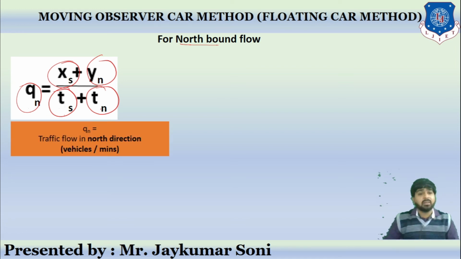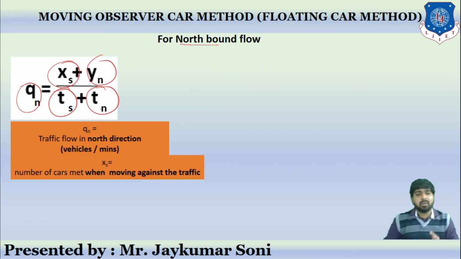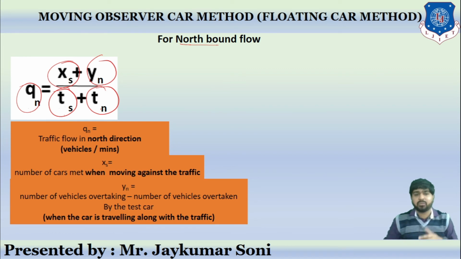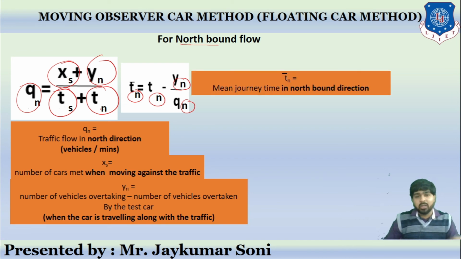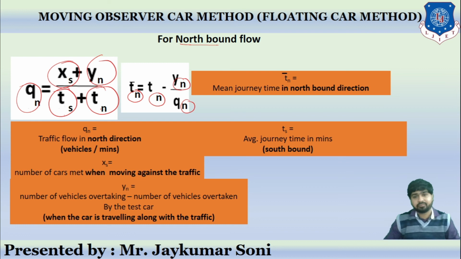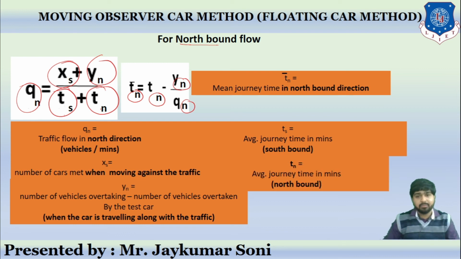So qn will be the traffic flow in the north direction. xs will be the number of cars met when moving against the traffic. y stands for what we have learned in the equation. Then the t bar equation will be replaced with tn bar, tw with tn, y with yn, and q with qn. So for northbound you have to put n over here, and this will give the values of these things.